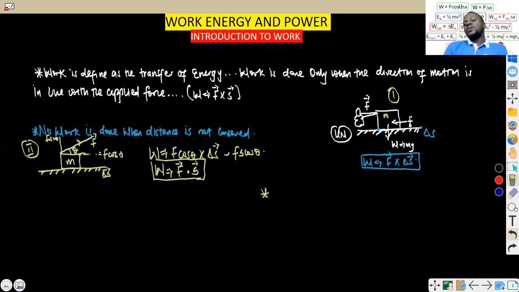Now, if this frictional force is greater than the force applied by the boy to the block, we say the block is now doing work. You understand? Because frictional force is also moving it, it has moved it by a displacement too. The block is now doing work on the boy. So this is where we relate. When the block is doing work on the boy, we say it is negative work done.